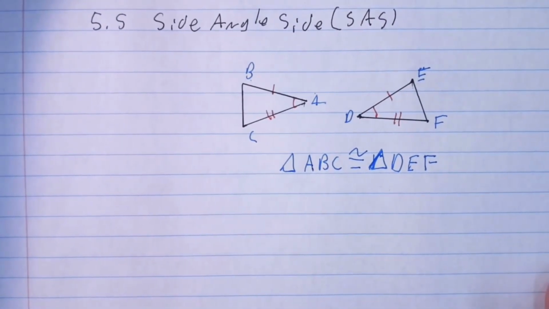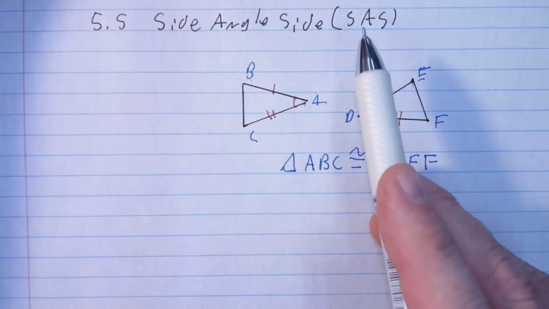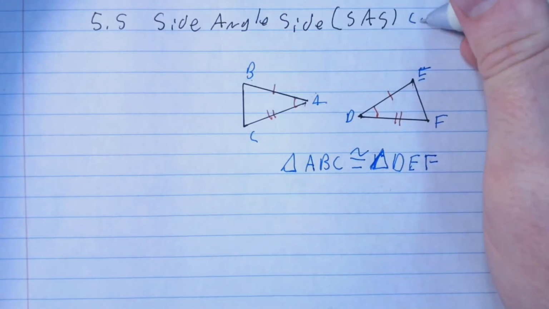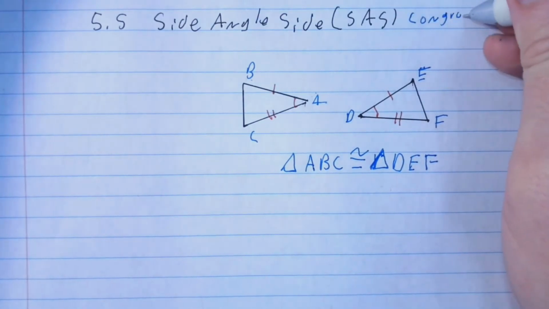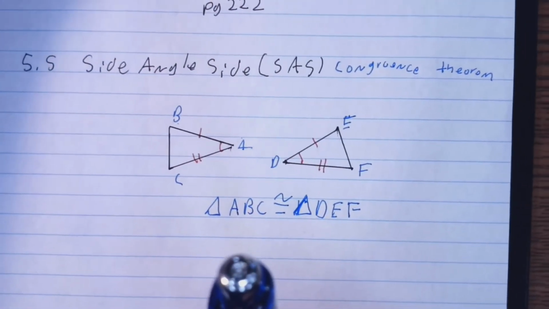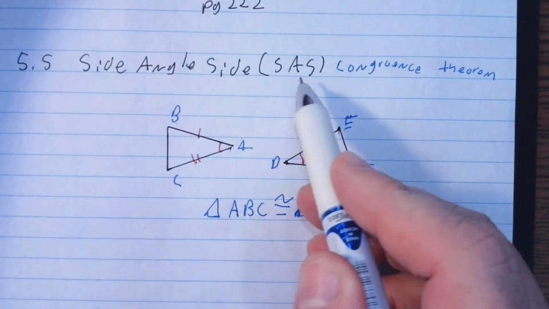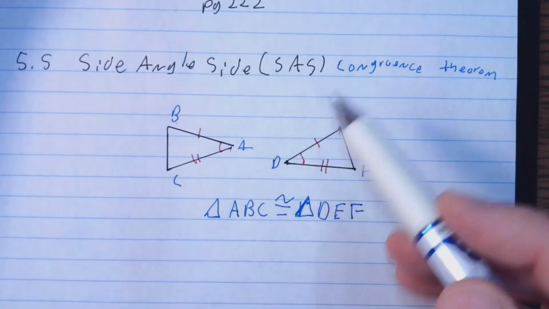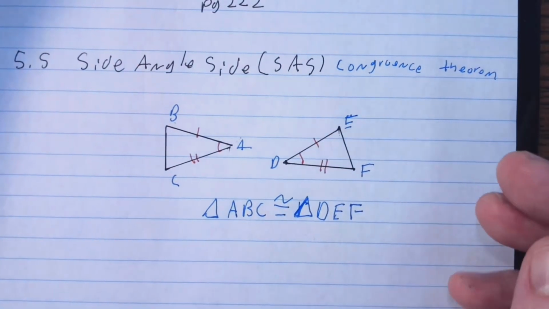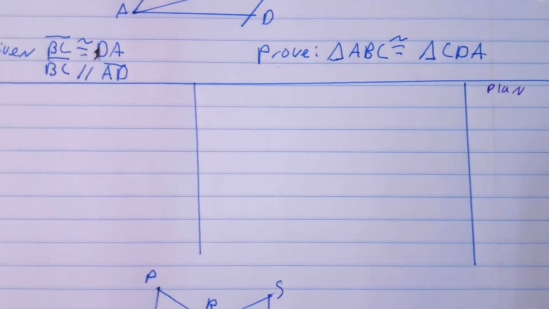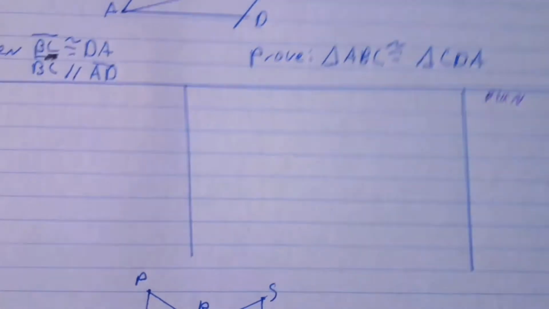Okay. So this is basically going to be the last step in your proof. And I didn't finish writing what this is. It's a congruence theorem. All right, so side angle side congruence theorem. We're going to abbreviate by saying SAS. So that's going to be our last step. So before we do easier problems, we're going to do some sample proofs. Okay? There's going to be some easier problems too, but let's go ahead and do some sample proofs.